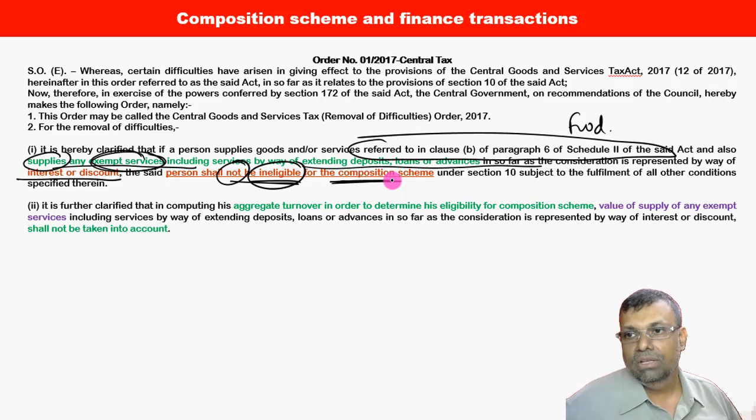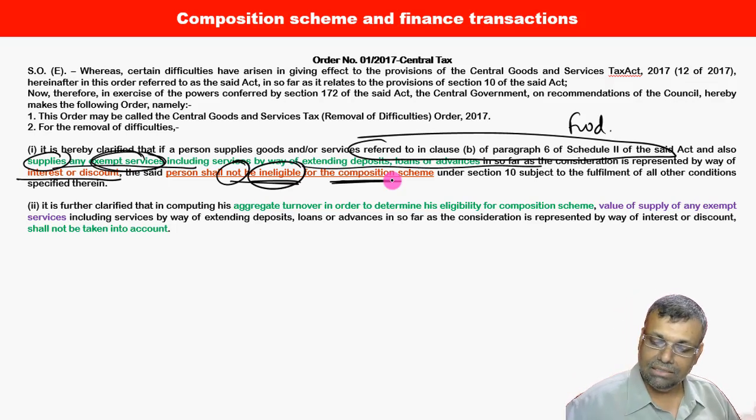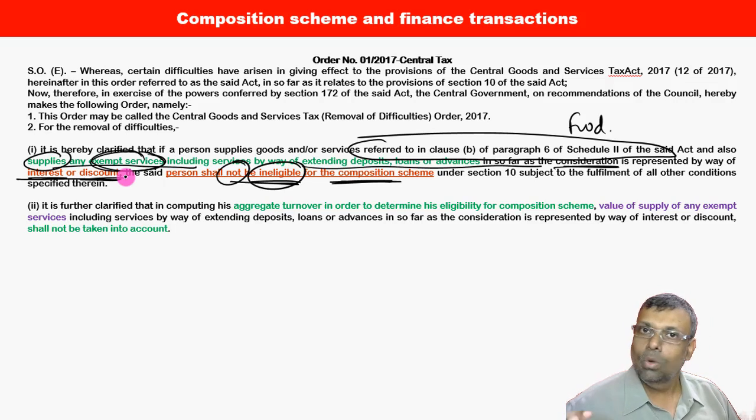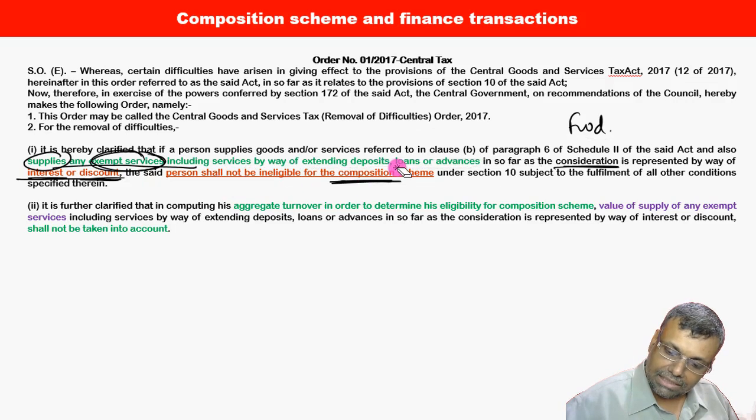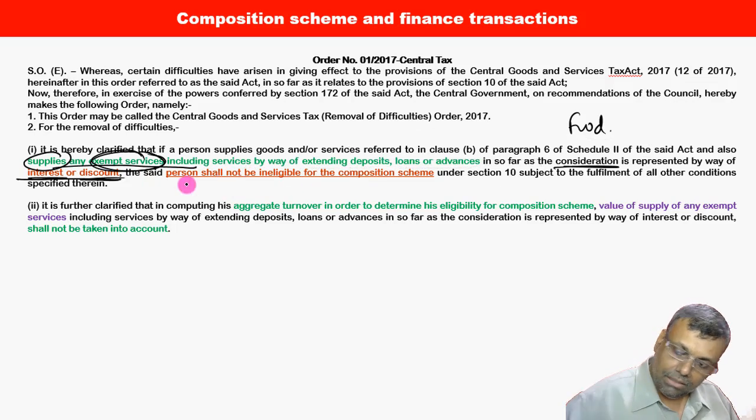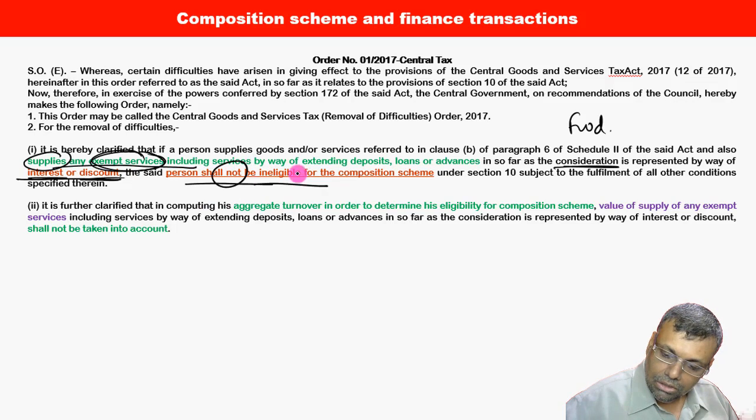So there is no harm in having these financing transactions in this situation. If you have financing transactions and you have considerations in the form of interest or discounts, then you are eligible for the purpose of the composition scheme. Simply, this notification has clarified that. I once again repeat that you shall not be ineligible.